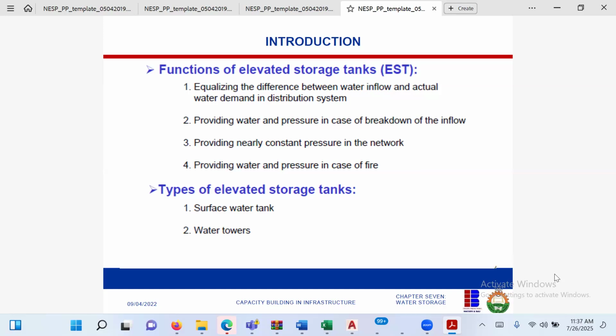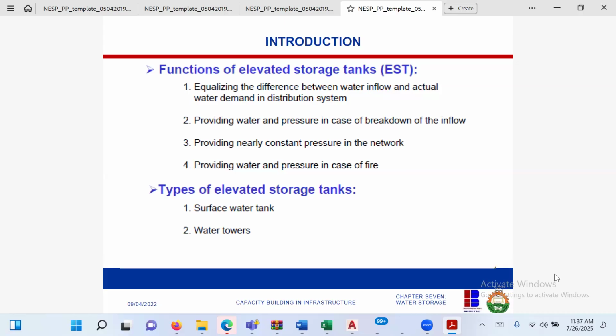Also, it helps to provide constant pressure. If your elevated tank is, let's say, 6 meters, that will be giving you about 0.6 bars. Okay, 0.6 bars. So it means all through your building, you are sure of 0.6 bars. So that's not a problem for you. You get the point? Then, in case of fire, you have a water source.